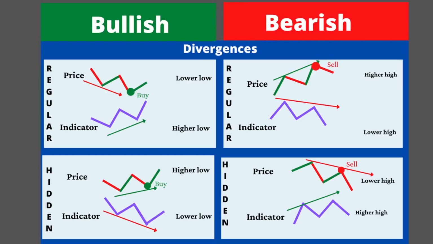So let's dive a little bit more into divergences. Here's a divergence cheat sheet that we've made. There are 4 main types of divergences: 2 bullish types and 2 bearish types. We're going to go over the basic regular divergences first, and then we'll talk about the hidden divergences below.